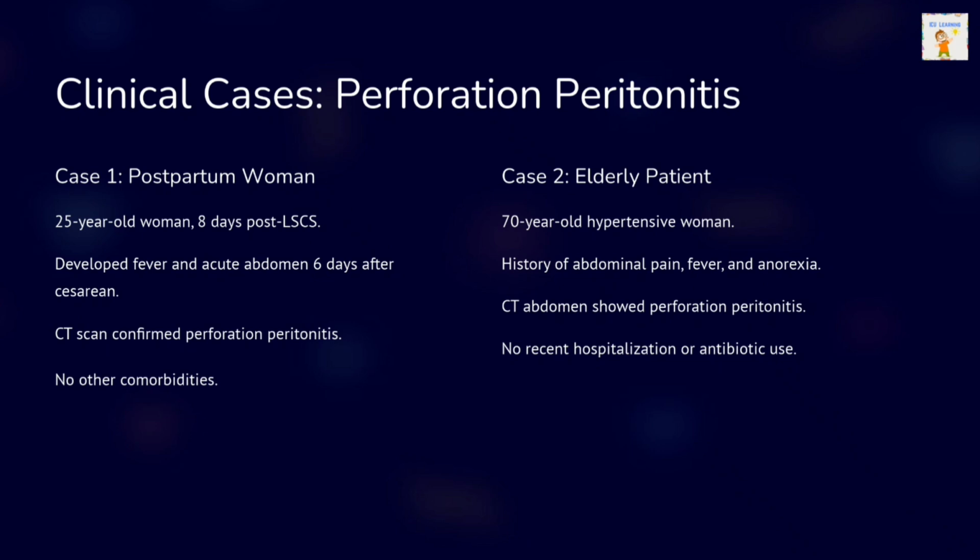The second case is an elderly lady, 70 years old, hypertensive, who presented with a history of abdominal pain, fever, and anorexia, and CT abdomen showed perforation peritonitis for her also. She has no history of recent hospitalization or antibiotic use. Both patients presented with shock, could be septic, could be hypovolemic.